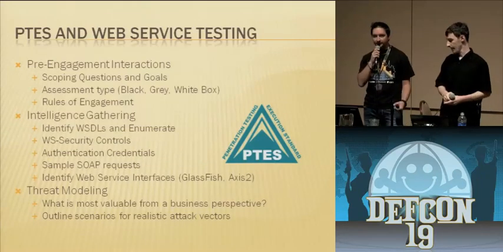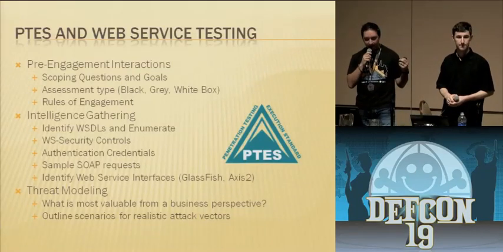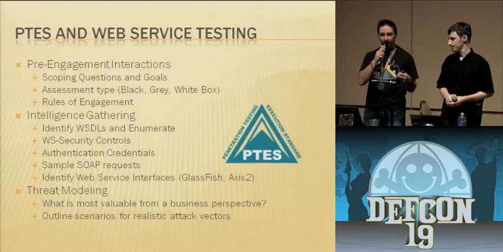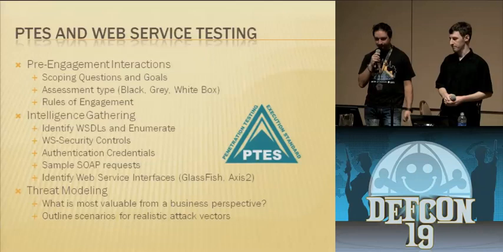And when you're doing your pen test, you want to outline a realistic attack vector. A web service that's only used internally versus one that's accessible on the public internet is going to have a completely different threat model, and you need to define that ahead of time.